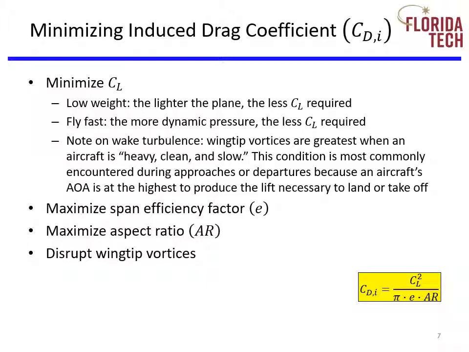Second, we can maximize the span efficiency factor E. Third, maximize the wing's aspect ratio. And fourth, disrupt the wingtip vortices.